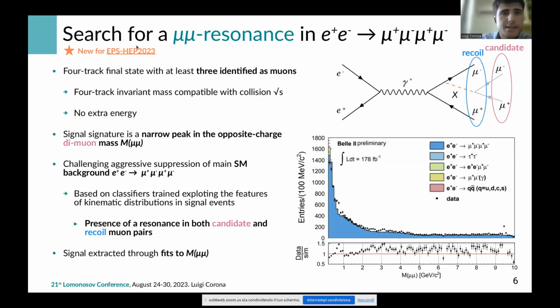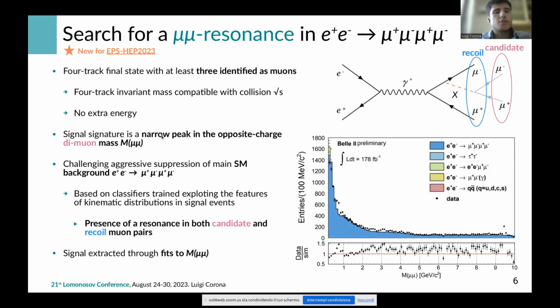A similar analysis is the search for a mu-mu resonance in the four-muon final state. This is a new result shown at APS, I think last week. And here there is the diagram. So you can see that it's very similar, but here the resonance decays to two muons. So we have a four-track final state with at least three identified as muons, and we require the four-track invariant mass compatible with the collision energy and nothing else in the event.